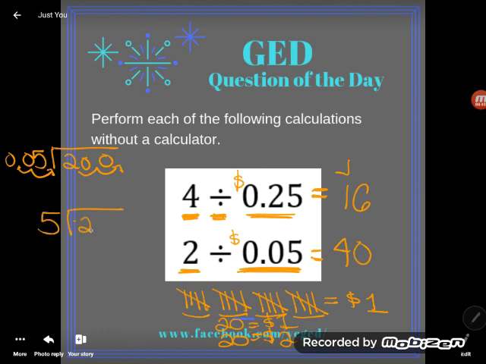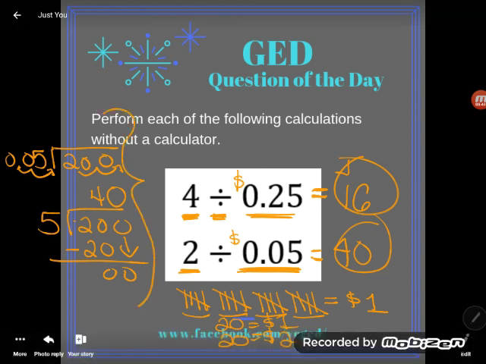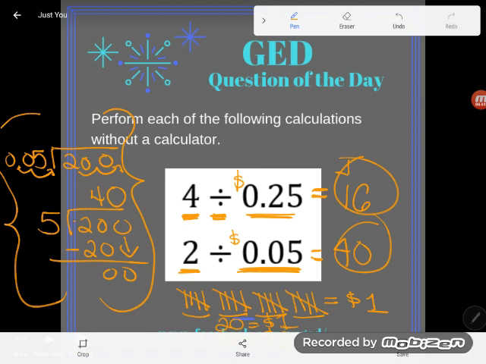And my new problem is 5 into 200. 5 goes into 20 4 times, with, of course, no remainder. Drop the 0, and 5 goes into 0 zero times. And look, I do get 40. Okay, so all I'm trying to say to you is that common sense should match up with your mathematical algorithms, or y'all, you're doing math wrong.